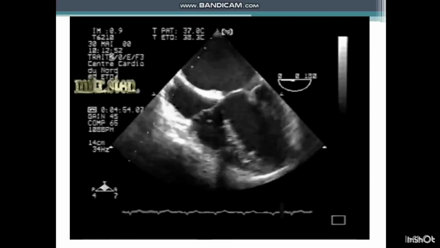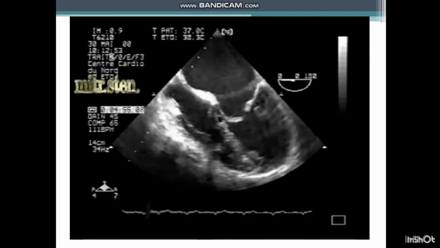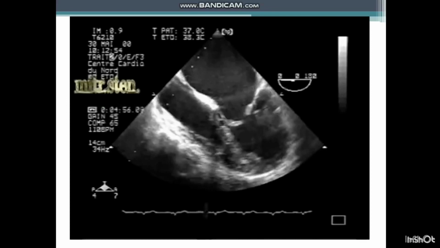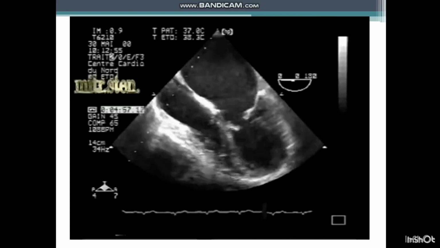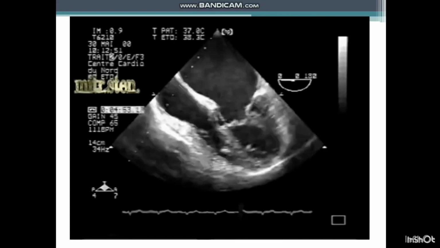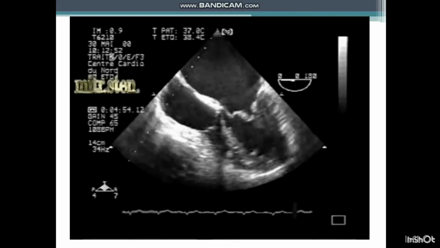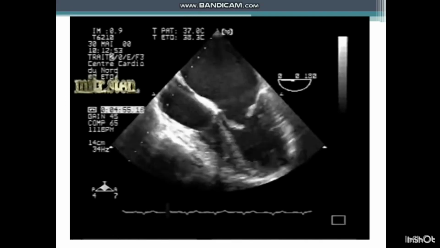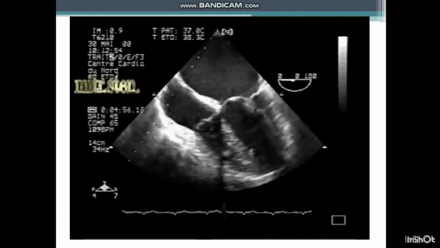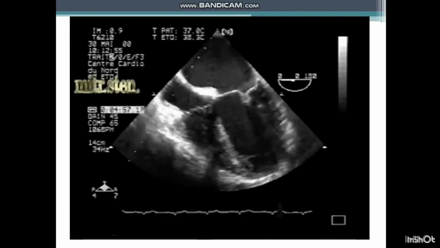If you see this echo image, on the right side whatever you can see is the mitral wall, on the left side you can see the tricuspid wall. If you compare the two walls, the wall on the right side is moving less as compared to the wall on the left side. This is because there is narrowing of the wall. This is called as mitral stenosis.